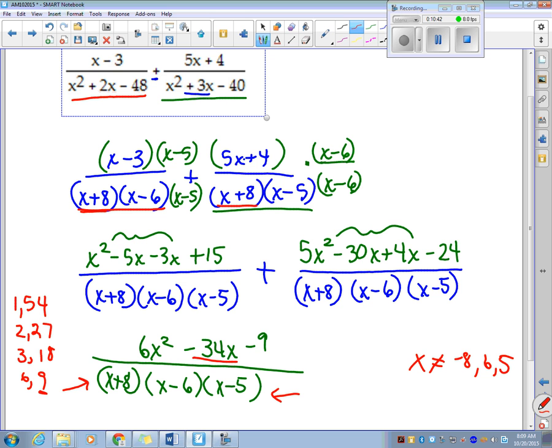And you should leave the bottom factor. Okay, don't worry about multiplying that back out. You should leave the bottom factor.